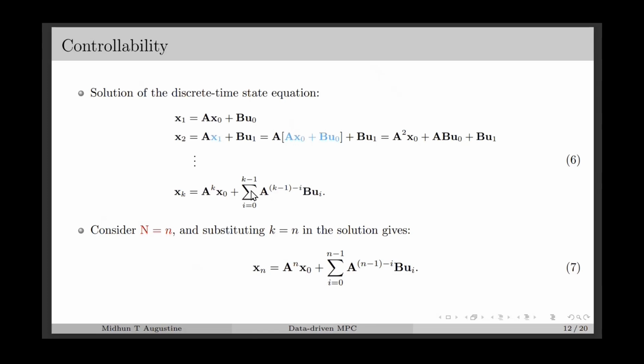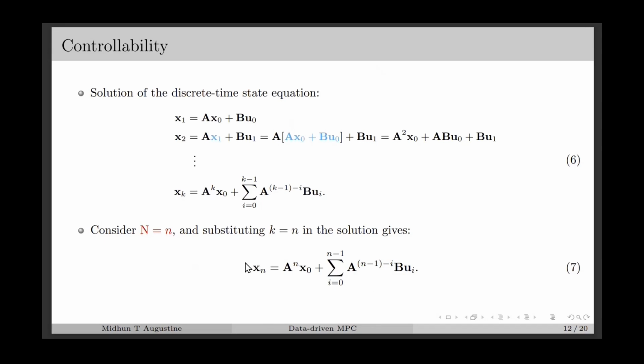In the case of controllability, we consider driving the system from any initial state to the origin in a finite number of instances, where the number of instances is considered as capital N. Now, if we select capital N equal to the system order, small n, and substitute k equal to n in this equation, we can obtain equation 7, where xn is obtained using this expression.